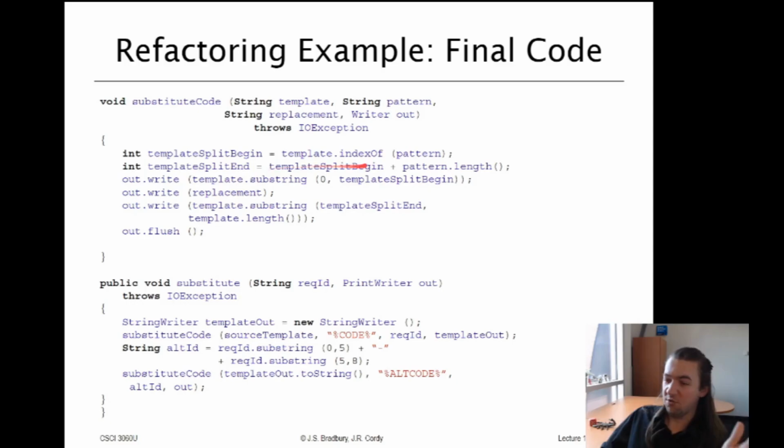We still do everything that we did before, so the behavior of this is exactly the same as the other code. Just this time, the first time we call it, we pass it %code%. The second time we pass it %altcode%. And otherwise, it does exactly what we desire.